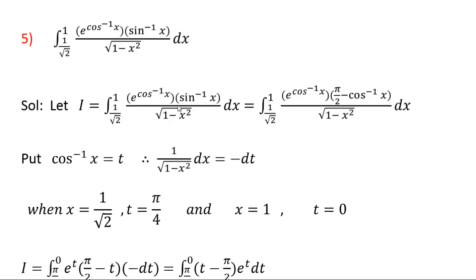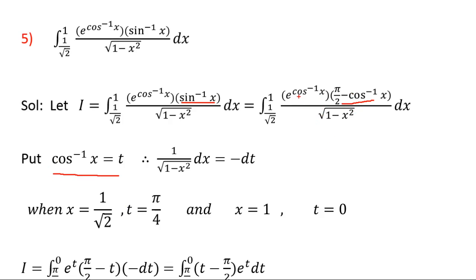So in place of this sin inverse x, I have taken pi by 2 minus cos inverse x and split this, distributed this. Actually, before distribution, no, I have made the substitution.